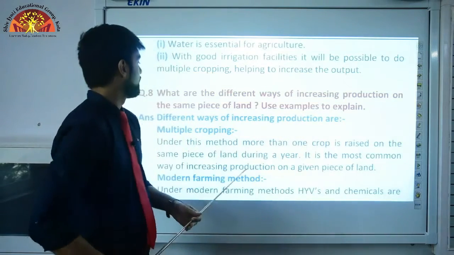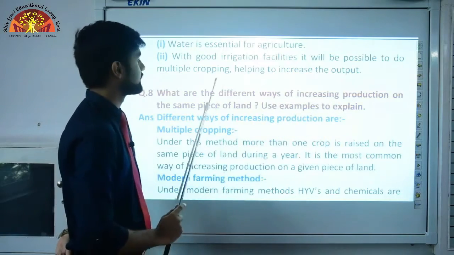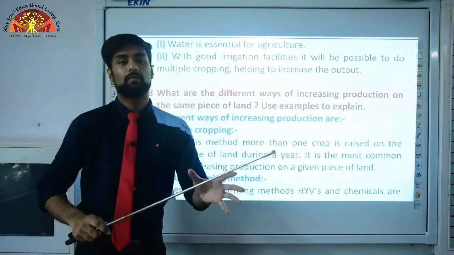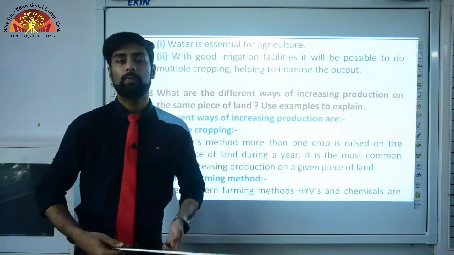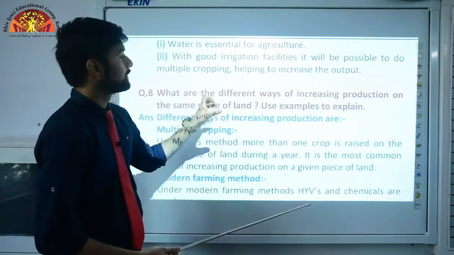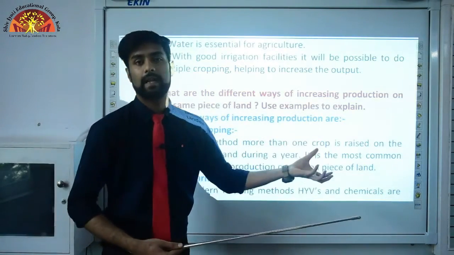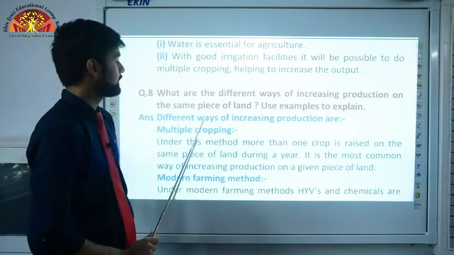Okay? Next question. What are the different ways of increasing production on the same piece of land? Use examples to explain. Means I have given one piece of land. Now what different methods can I use to increase my output, my yield? अगर मुझे एक ज़मीन दी जाती है और उससे बोला जाता है that I have to increase production on this land. What methods will I use? First and foremost method will be multiple cropping.